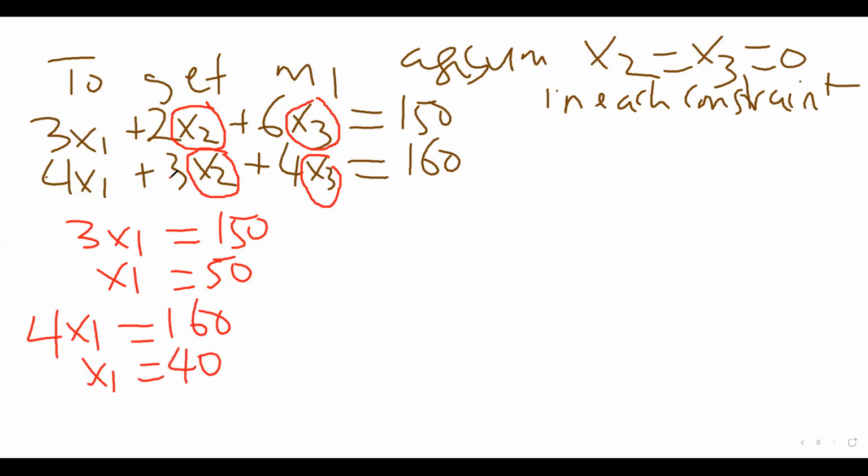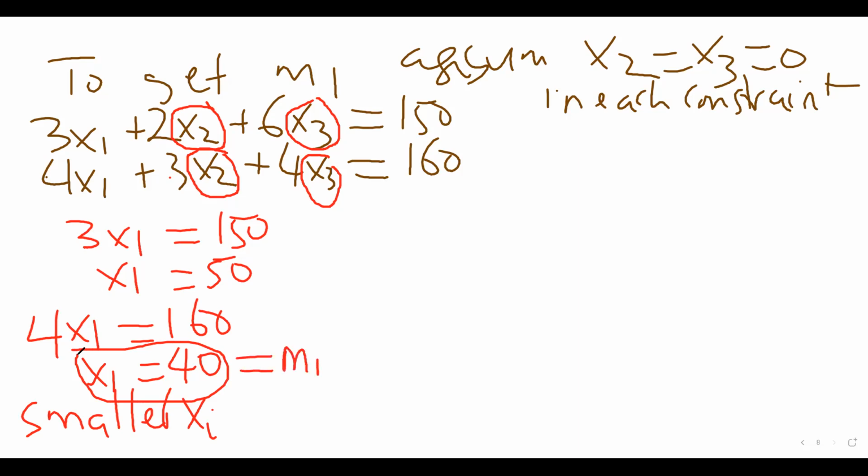So in the first constraint, x1 is 50. In the second constraint, x1 is 40. Which one do you take? You take the smaller x. Always, you take the smaller x. I'll teach you, in fact, you come to realize why that is so yourself. We take the smaller x, and that smaller x now becomes the m1. So in this case, our m1 is equal to 40. Now we go to m2.